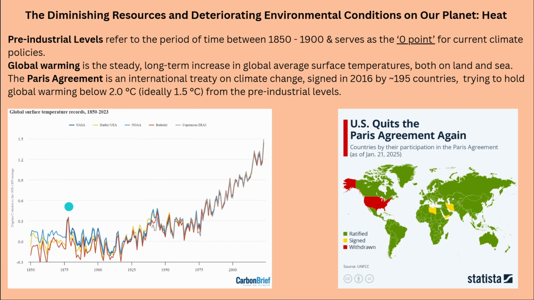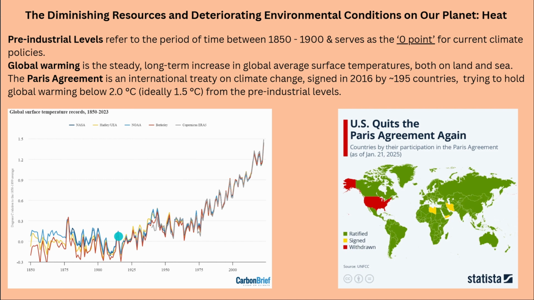Between 1850 and 1900, we can see all the temperatures relatively stayed at this line. This is what's known as the 0 line, or the pre-industrial line. It serves as a 0 point for climate policies. This is because after this point, before this temperature average, we can see that there was a slight dipping point, but then it exponentially increased.